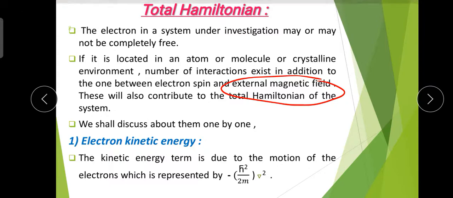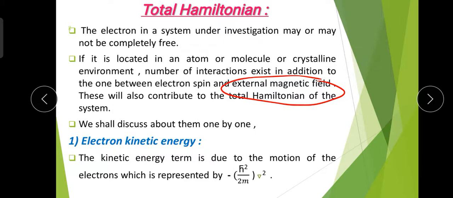Let's start with the first kind of energy, that is the electron kinetic energy. We know that if we consider a single electron and the electron is moving, then obviously it has kinetic energy. In classical terms the kinetic energy is half m v square, or we can write p square by twice m. But quantum mechanically the kinetic energy is different, that means in terms of h bar. So the kinetic energy term due to the motion of the electron is represented by minus h cross square by twice m into del square. This is the electron kinetic energy.